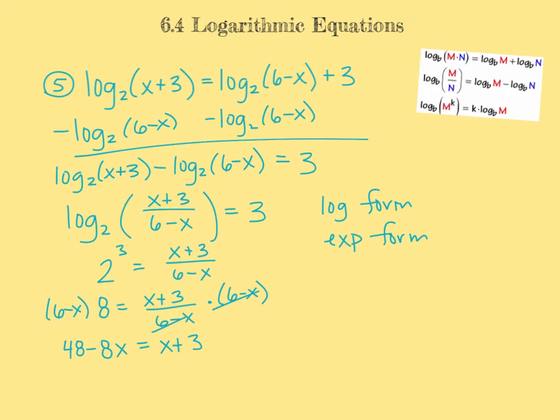From here, I want to get x by itself, so I'm going to add 8x to both sides and also subtract 3 from both sides. So we'll get that x is potentially 5. We do have to plug 5 back in. Let's just check this without writing it out because this is an easy thing to plug back in. So if we check 5, does it make inside here positive? Yeah, 5 plus 3 is positive. Does it make inside here positive? Yes, 6 minus 5 is positive. So x equals 5 is a viable solution.